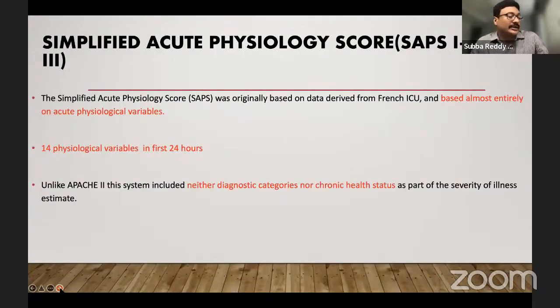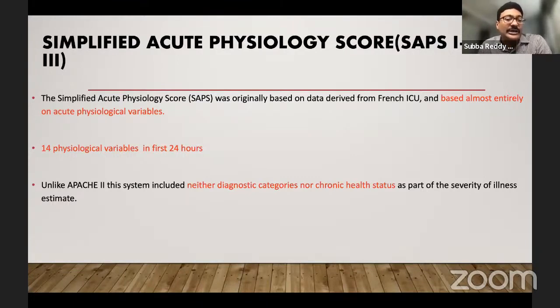So coming to the next scoring system, that is the simplified acute physiology score, SAPS, which has 1, 2, 3. The simplified acute physiology score was originally based on data derived from French ICUs. So we discussed American ICUs. Now we are moving towards European ICUs, French ICUs. They follow the simplified acute physiology score, based almost entirely on acute physiological variables. In Apache, they took chronic health evaluation, that is comorbidities, and added physiology scores. But here we are depending only on the physiological variables.